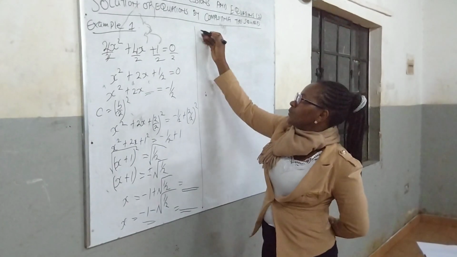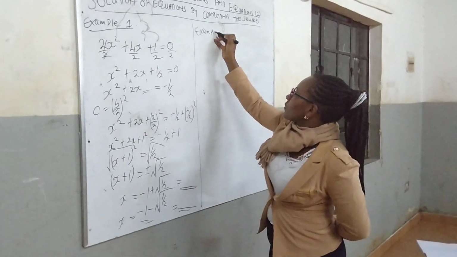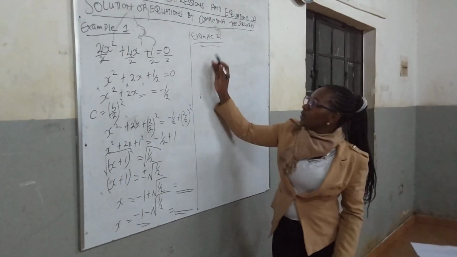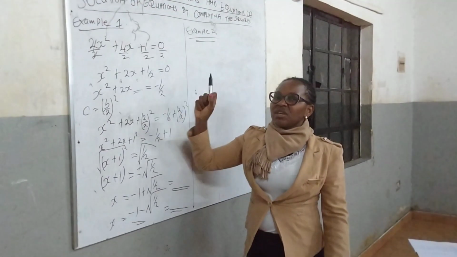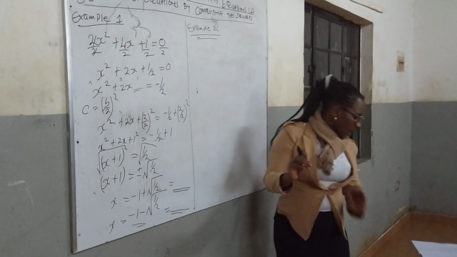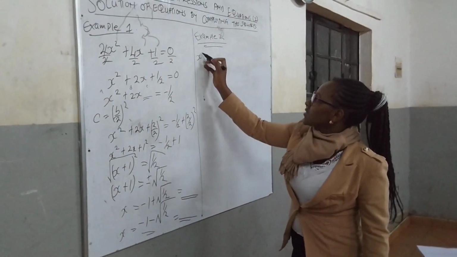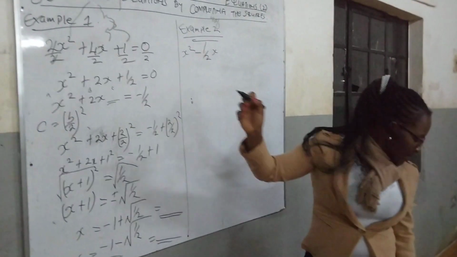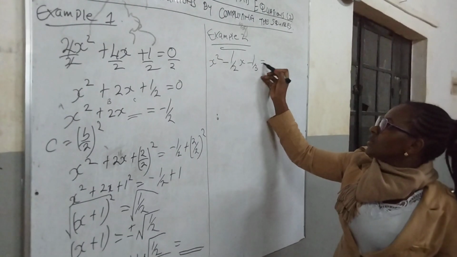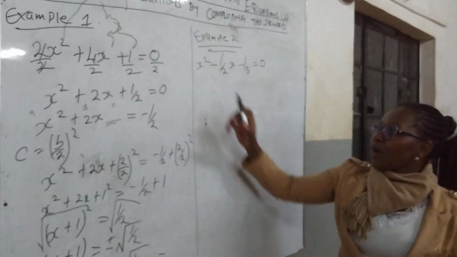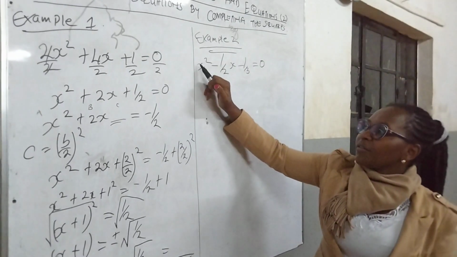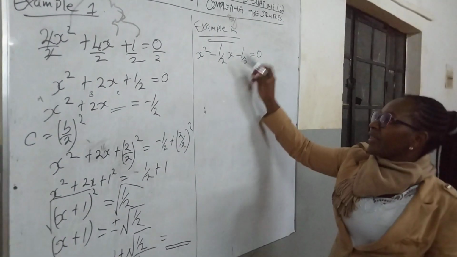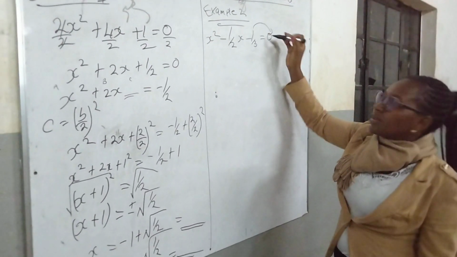Now on our example number 2, I want us to look at a scenario whereby we have some fractions and our value of b is negative, and see how we handle such a case. We have x squared minus half x minus a third is equal to 0. Our coefficient of x squared is 1, so we move straight to the other step of taking negative a third to the other side.